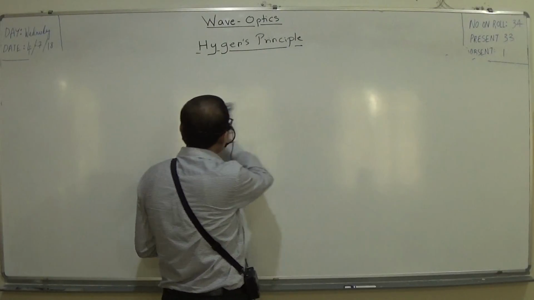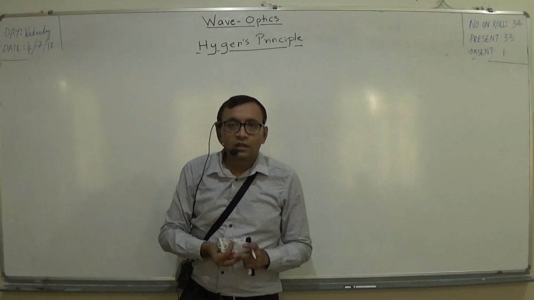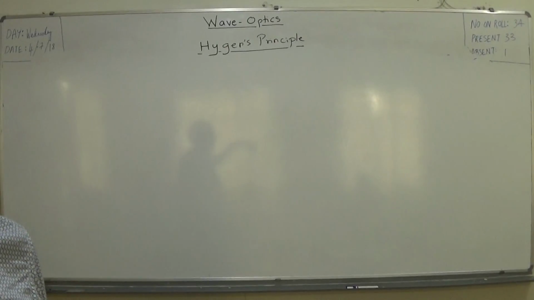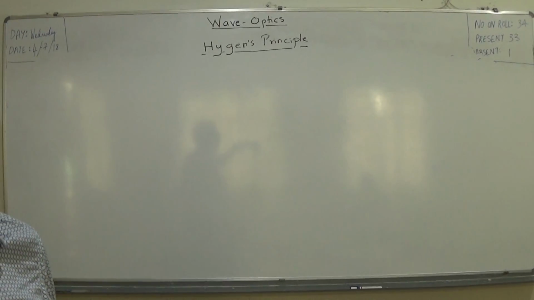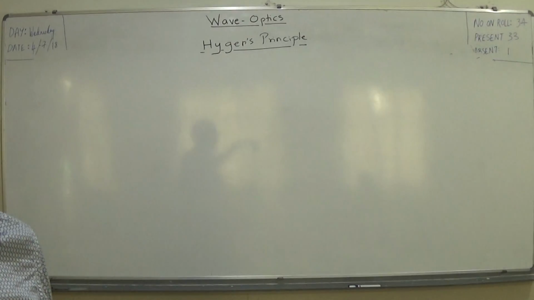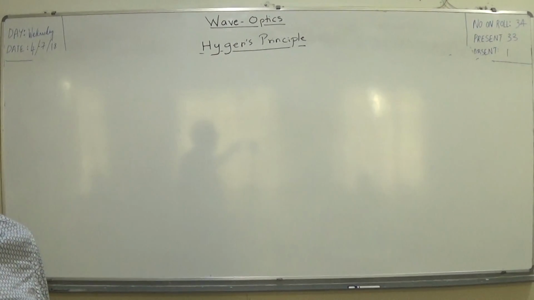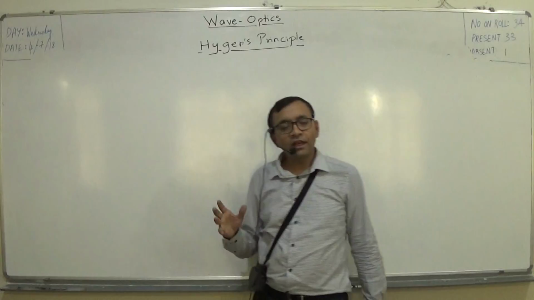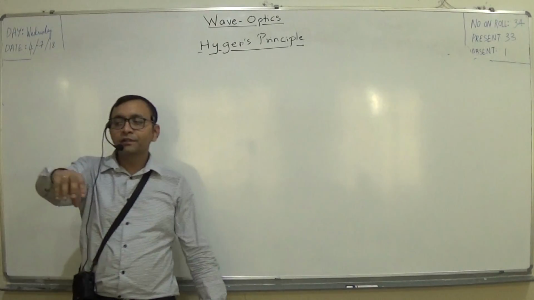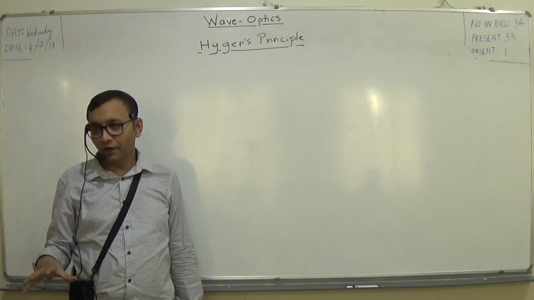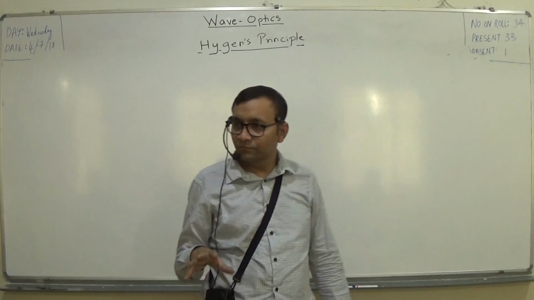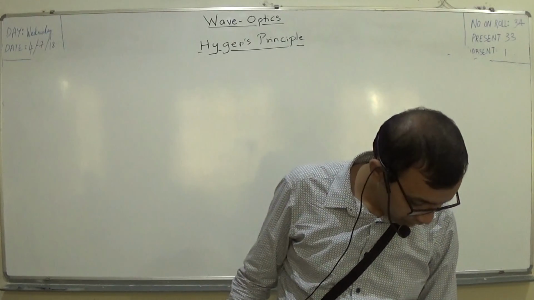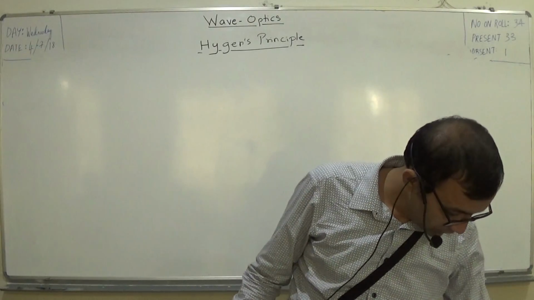Write down: locus of all the points in phase. Locus of the points in phase is called wavefront. So what kind of wavefront do we have when we talk about ripples in water? Circular wavefront. Locus is a circle. Okay? So this is the wavefront. Any doubt?